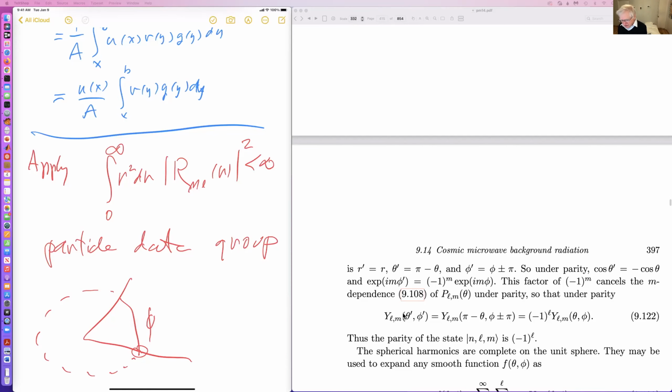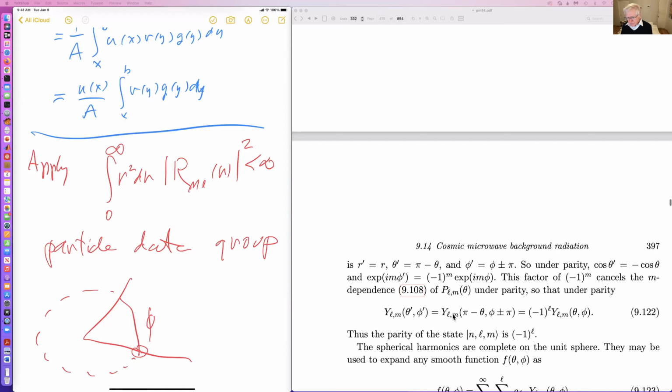So under parity, YLM reflection is YLM of pi minus theta, phi plus or minus pi. That's minus 1 to the L YLM of theta phi. So the parity of one of these atomic states is minus 1 to the L. And as I said, this is what occurs in atomic and nuclear physics.